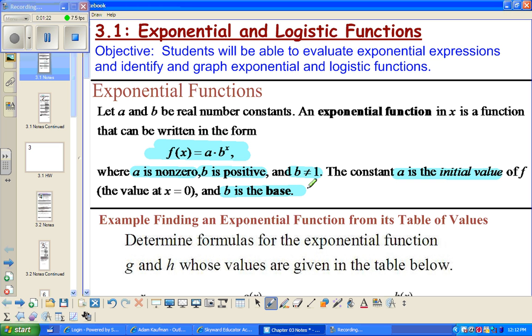So it's important to note that a is the initial value and what that means, because it's going to help you solve problems. If you know the coordinate point when x equals 0, then you actually know the initial value without doing any work. So you're going to use that information on this first problem.